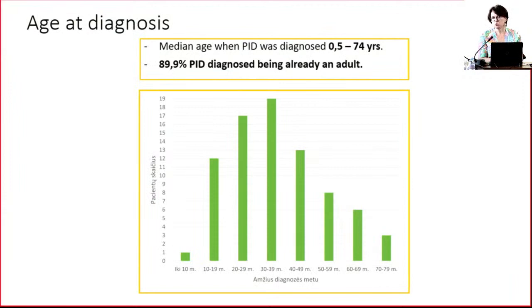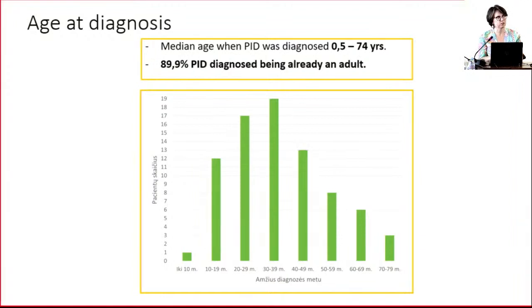So most of our patients are already adults when diagnosed, 90% diagnosed with primary immunodeficiency as adults. The lowest age at diagnosis was a patient with X-linked agammaglobulinemia, who was 6 months of age. And the oldest one, 74 years of age, was diagnosed with hereditary angioedema at 74.